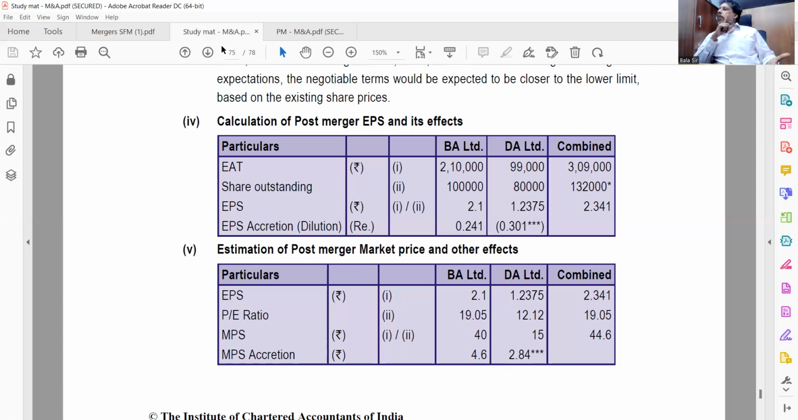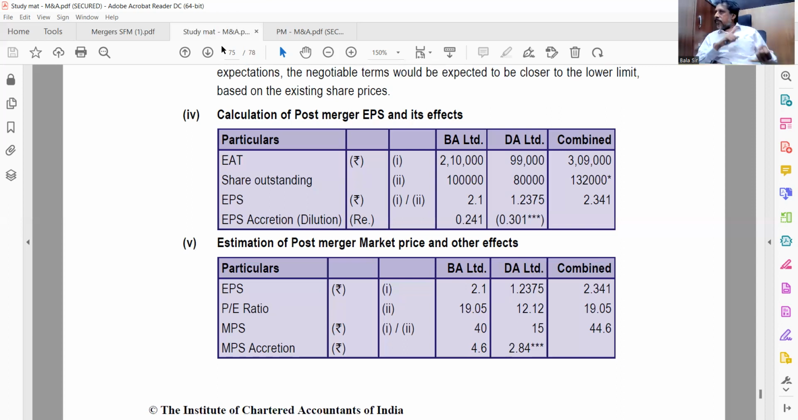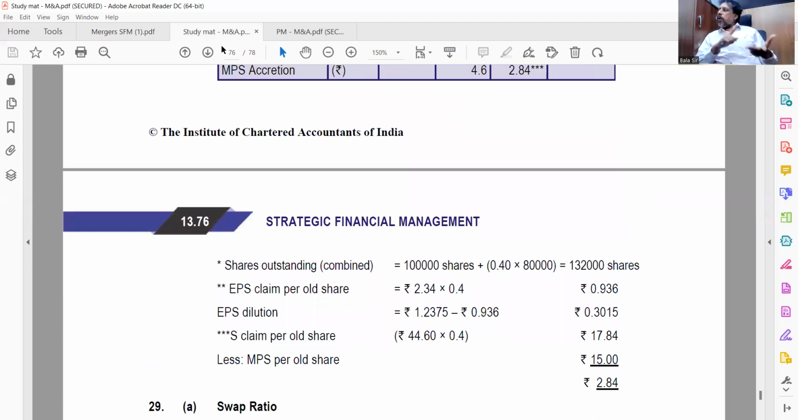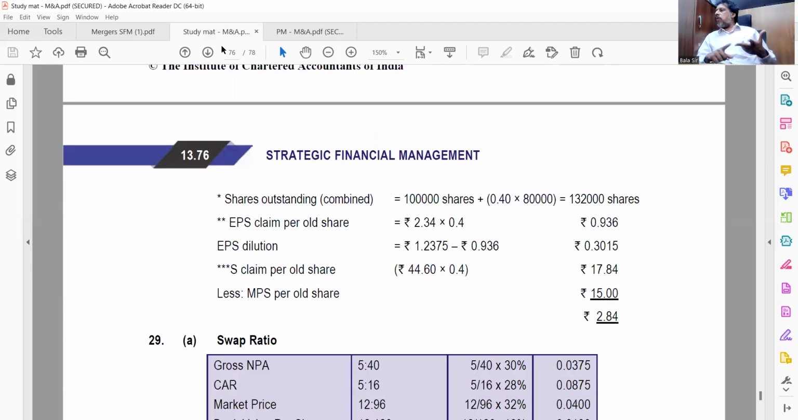0.301 in brackets or negative. Okay, now they see, have they given a note below the chart? Below the table, there is a note. I think how they got the 1,32,000 shares. And also there is a note how we got the dilution of 0.301. Read now what is given.